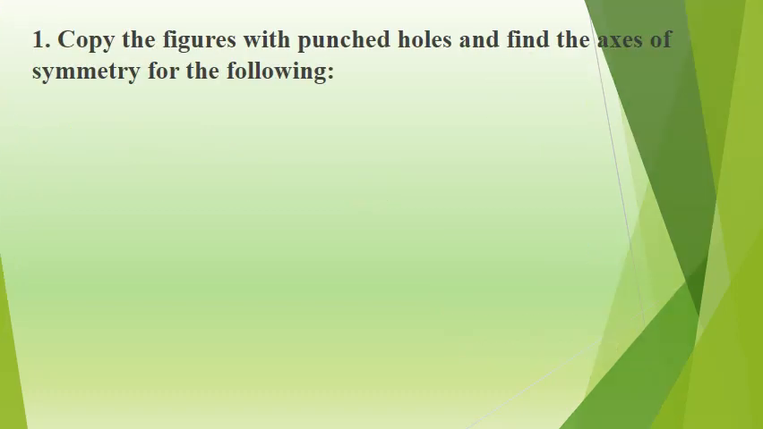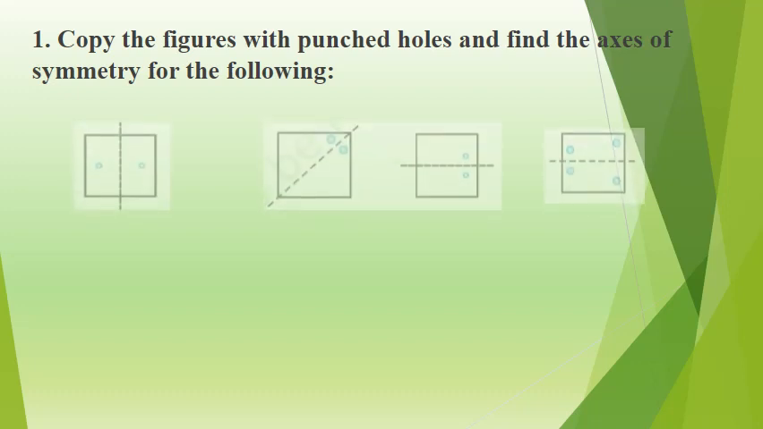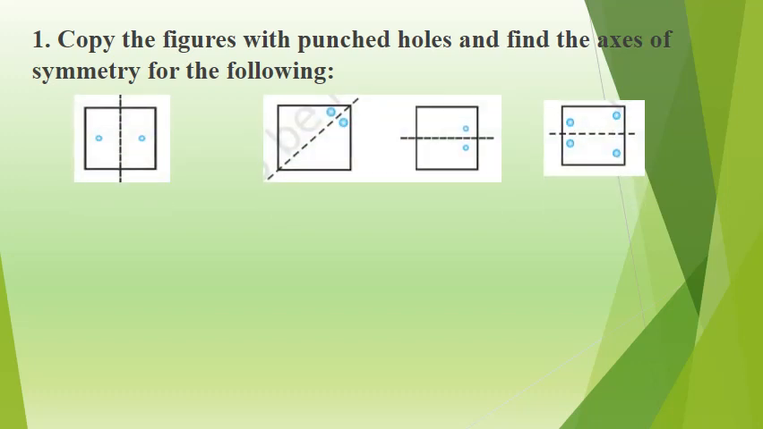Copy the figures with the punched holes and find the axis of symmetry for the following. So here we have to draw the axis of symmetry. In the question, punched holes are given. So here the axis of symmetry has been drawn. Here the axis of symmetry is drawn diagonal-wise. Here between two holes we have to draw the line of symmetry. Here also this is the line of symmetry.